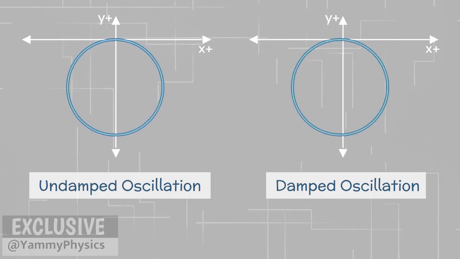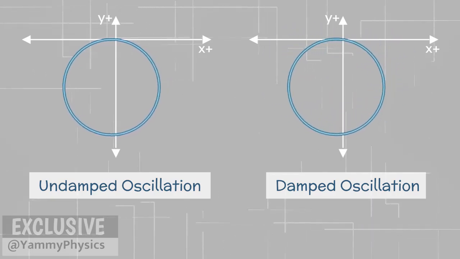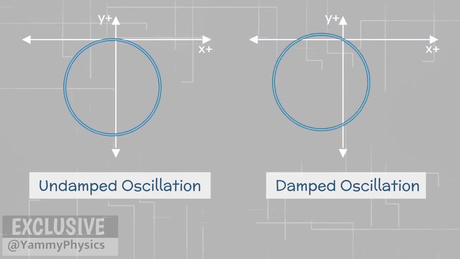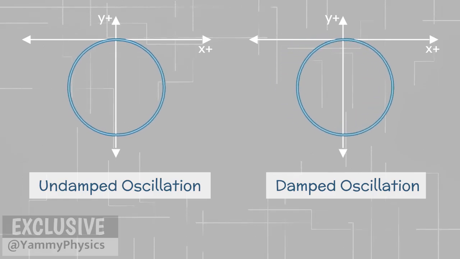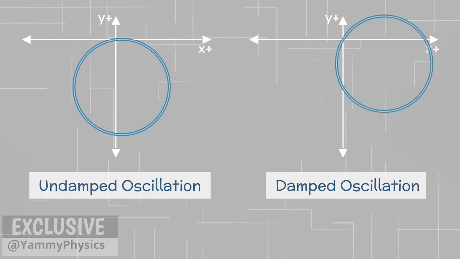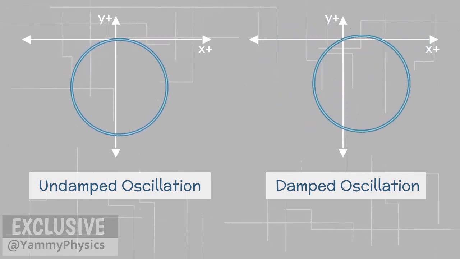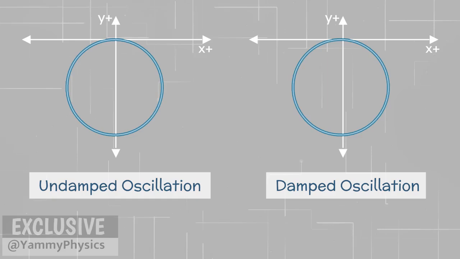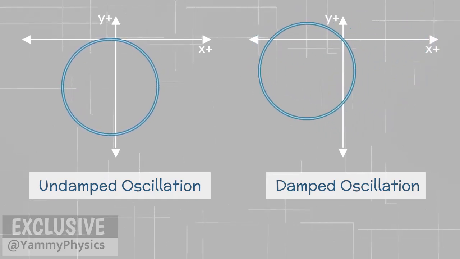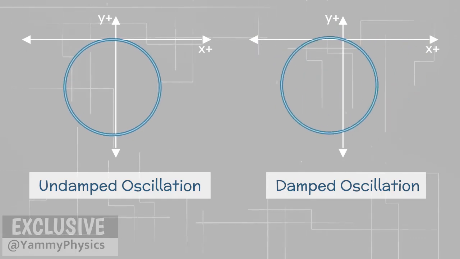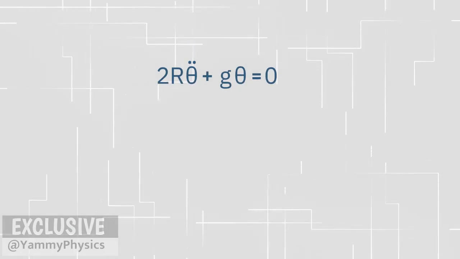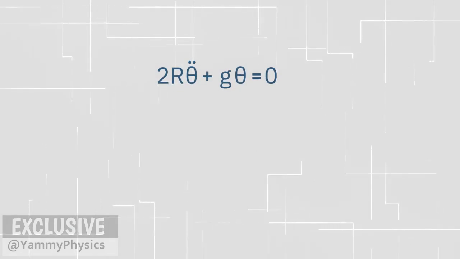Undamped oscillatory motion is possible for small angles of deviation. For large angles of deviation, usually more than 12 degrees, the oscillation is damped. The question also states small angles of deviation. At small angles of deviation, the value of sin theta is equal to theta. This is the mathematical equation of the undamped oscillation of a thin ring.